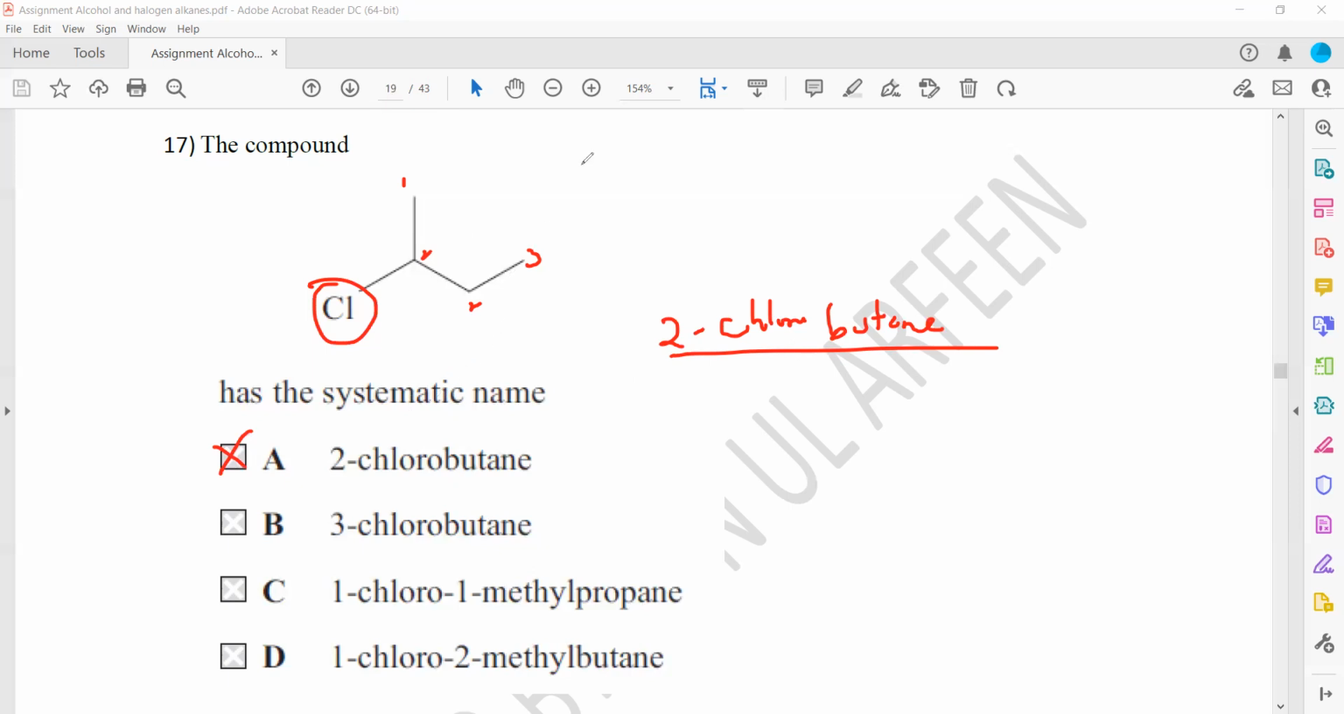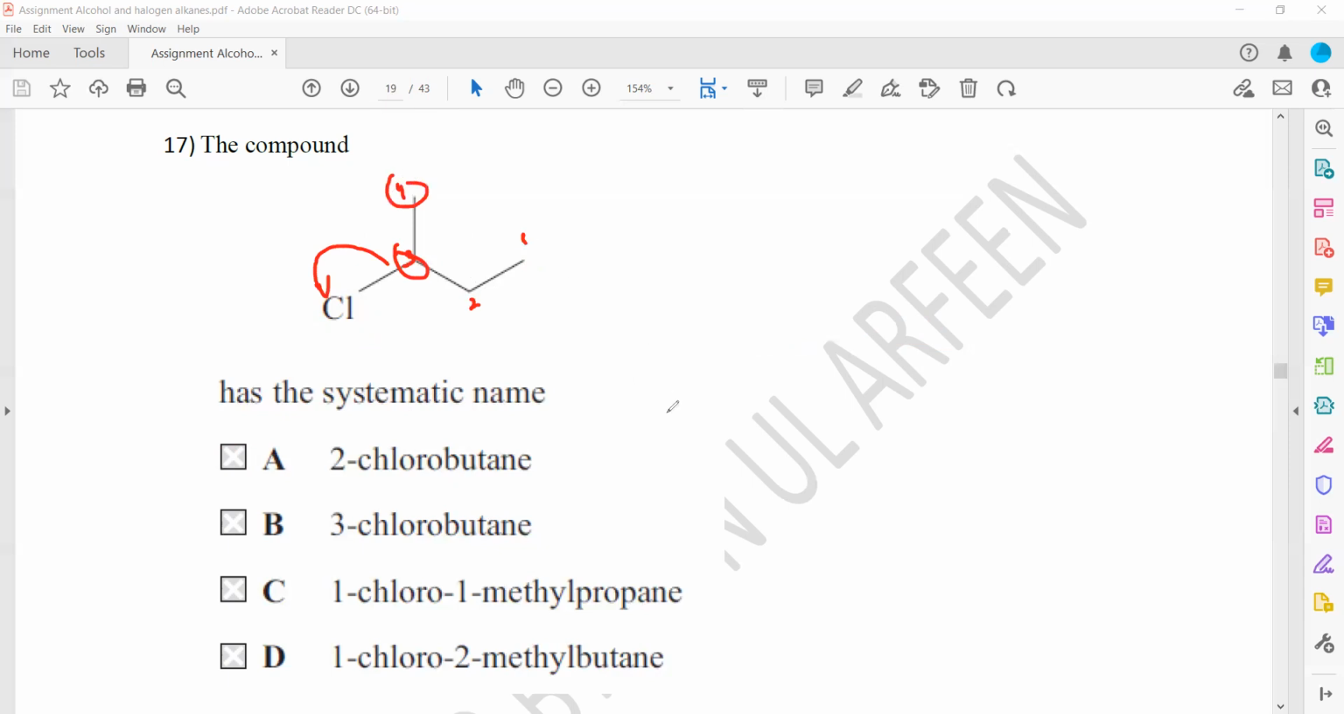Why did we not count from the other side? Because if I count from the other side, 1, 2, the third position will be chlorine. So we always count from the end where the carbon is closer to the functional group. That's why we counted the first carbon at the top one. So 1, 2, 3, 4. This is not a carbon. This is basically chlorine attached as a branch. This is not a carbon. So that's why it is 2-chlorobutane. Is the discussion clear?